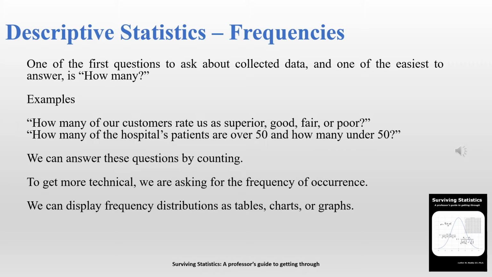We're going to get a little bit more technical, but what we're really asking here is for the frequency of occurrence. In other words, how many? How many are in this category? How many are in that category? And we display the counts in frequency distributions, and we can do that as charts or tables or graphs. We'll talk about that as we continue on here.